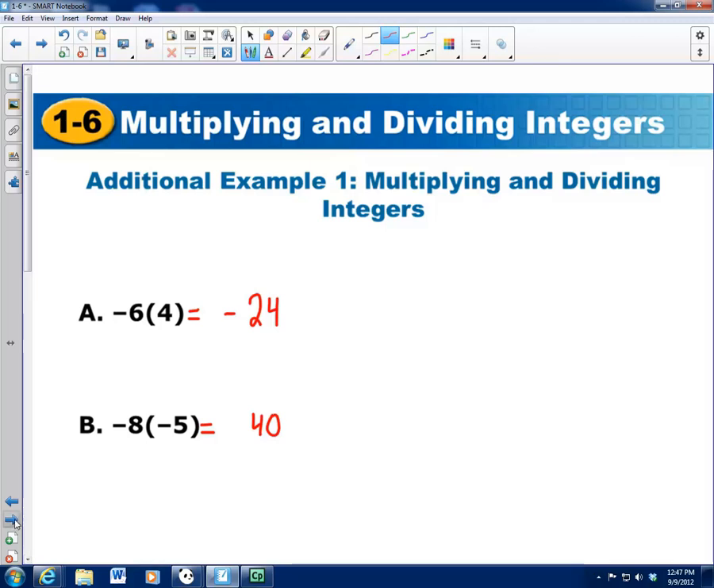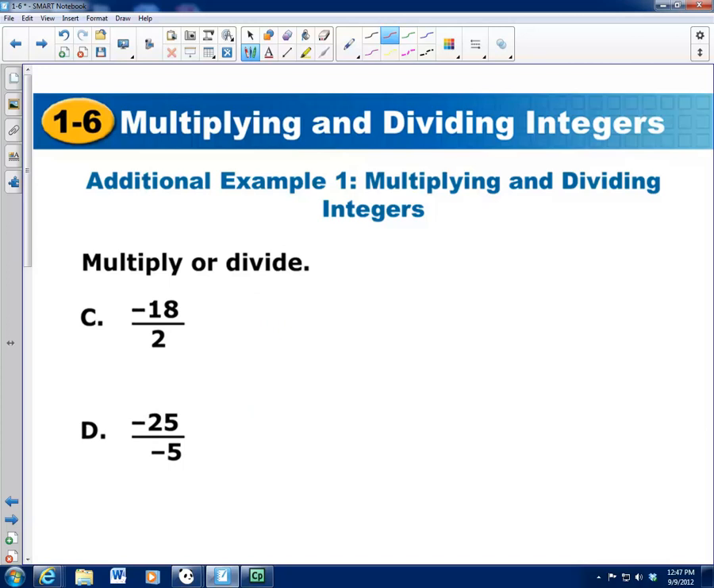Let's move on to the next page. Let's take a look at these. These are fractions here, which remember a fraction bar means divide. This fraction bar right here means divide. So this is -18 divided by 2, which would be the same thing as writing it like this: -18 with our division sign divided by 2.